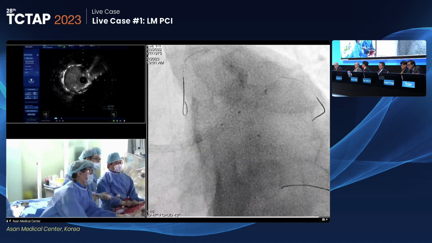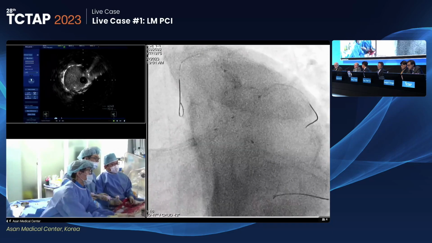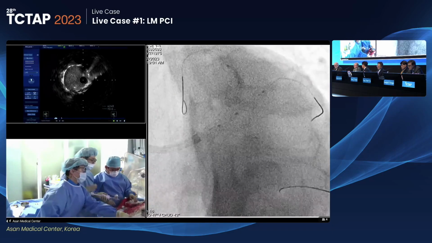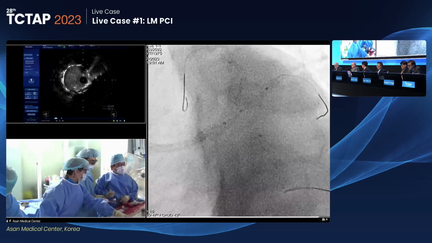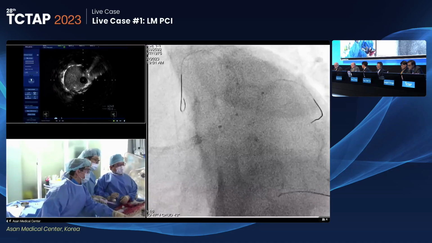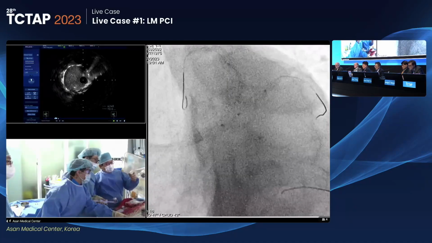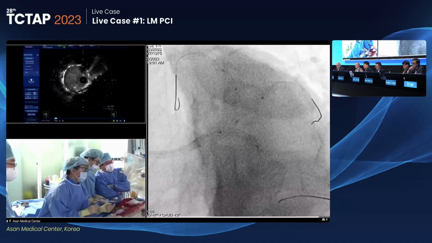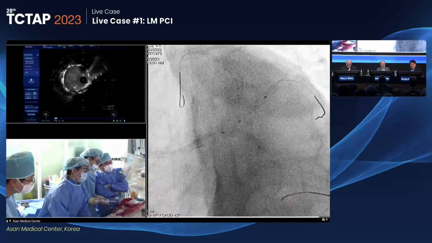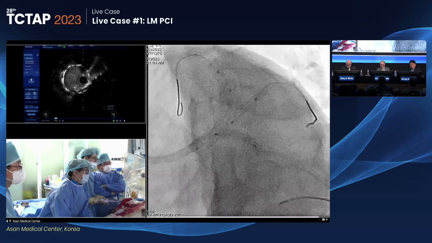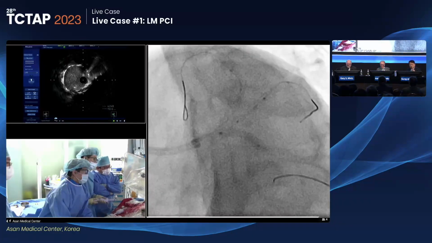To place a stent proximally in the circumflex with a lot of disease distally, I don't know. This is a high pressure balloon, 16, 18, 20, 24 atmospheres.